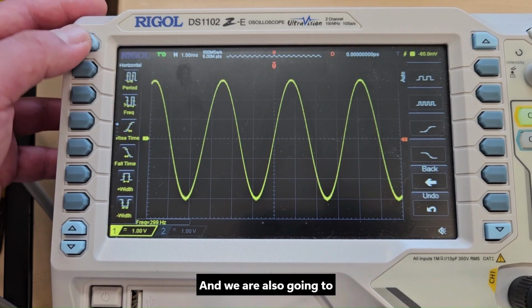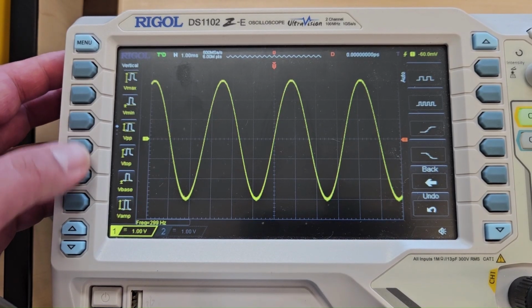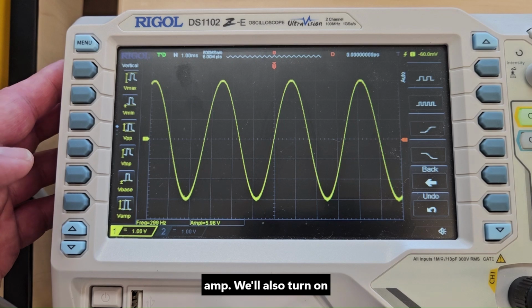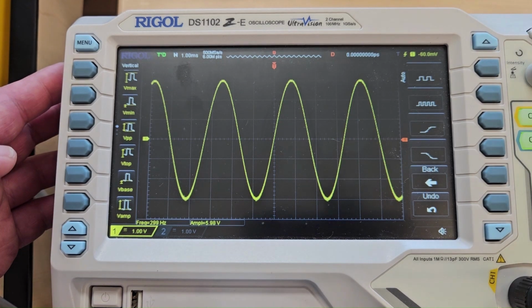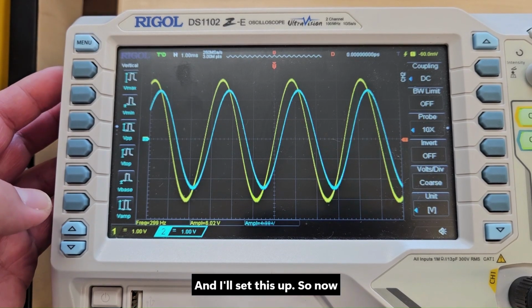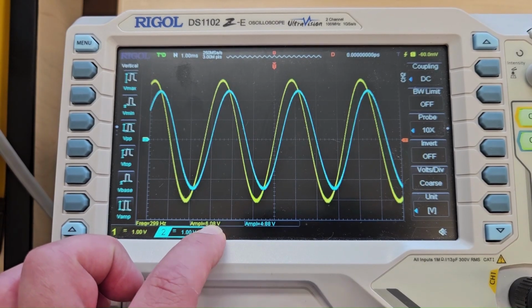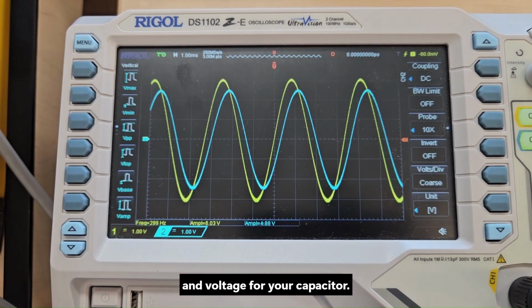And we are also going to show you the amp. We'll also turn on this as well as our capacitor voltage. And I'll set this up. So now you're seeing a voltage for your source and voltage for your capacitor.